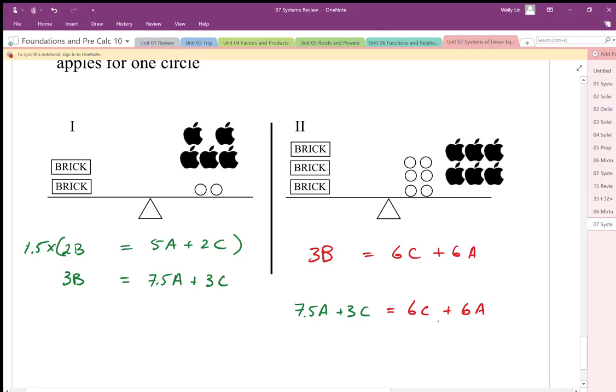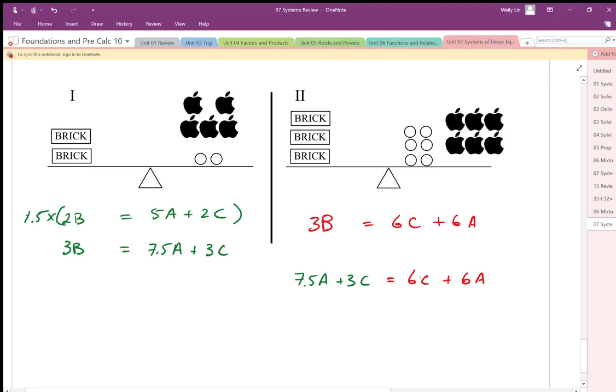And by doing that, I can figure out how many apples will balance one circle. So I'm going to subtract 6 apples from both sides. So I'm going to end up with 1.5 apples on this side. And I'm going to subtract 3 circles from both sides, and I end up with one circle is going to equal 1.5 divided by 3, which is 0.5 apples equals one circle.